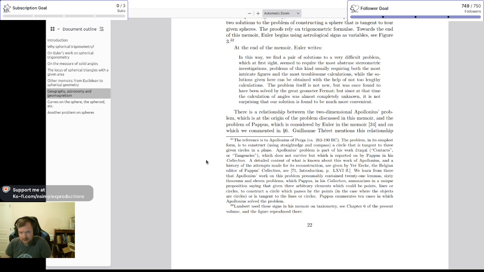Epaphai, contacts, or tangencies, which does not survive but is reported on by Pappus in his collection.